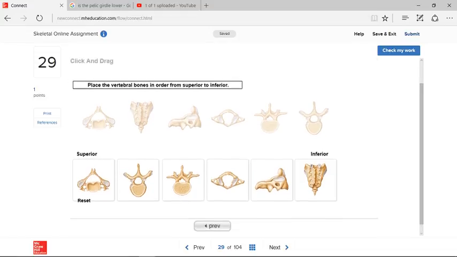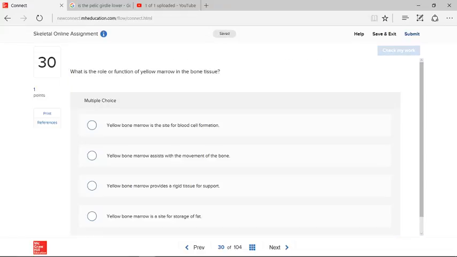Alright. You know, we need another one to actually feel like we ended on a good note. So what is the role or function of the yellow marrow in the bone tissue? It's not the site for blood cell formation, that is the red bone marrow. Red bone marrow assists with the movement of the bone.